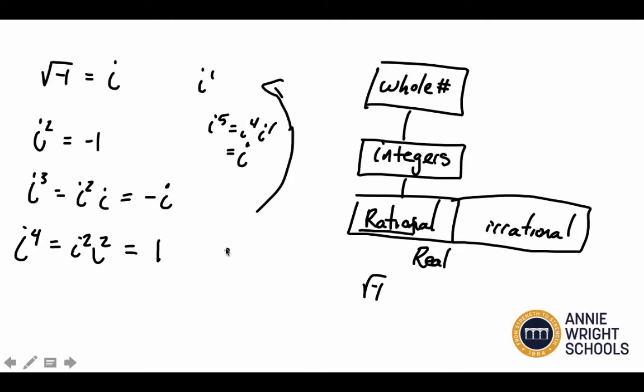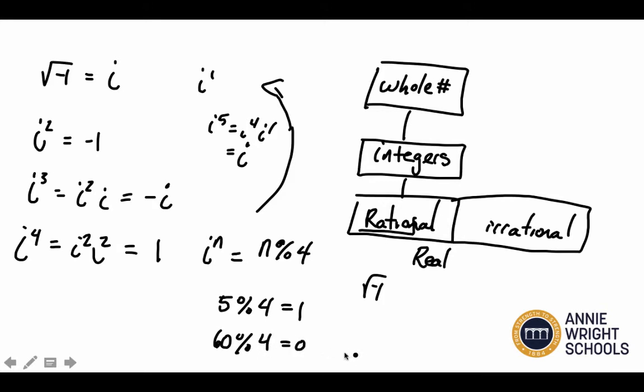Nelson, you might appreciate from a computer programming standpoint, i to the nth power, you really just need to worry about n percent 4. Right? So if you were to divide n by 4, this percent in computer programming gives you the remainder. So 5 % 4 is equal to 1, and 60 % 4 is equal to 0. What is the remainder when you do 5 divided by 4? So anyway, just a little bit of side there about i.